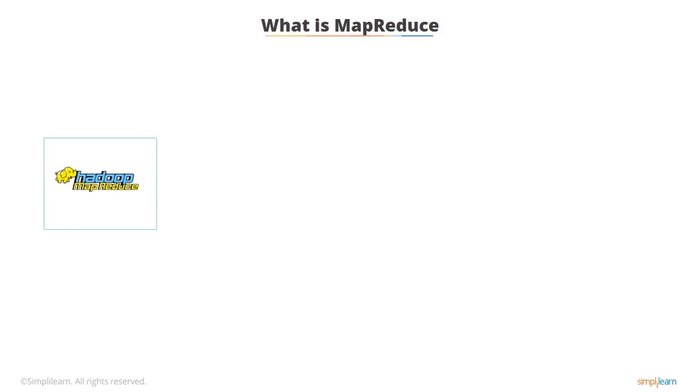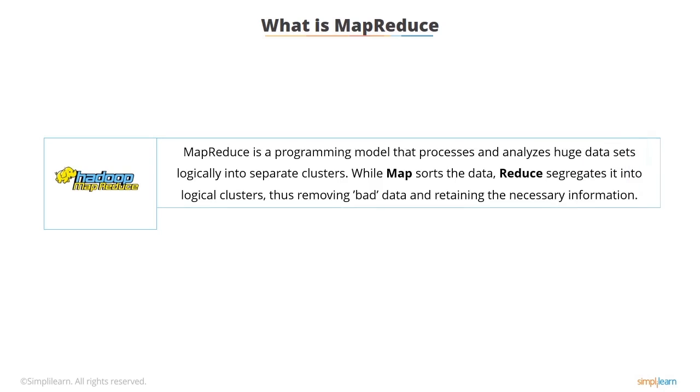What is MapReduce? MapReduce is a programming model that processes and analyzes huge datasets logically into separate clusters. While Map sorts the data, Reduce segregates the data into logical clusters, thus removing bad data and retaining necessary information.